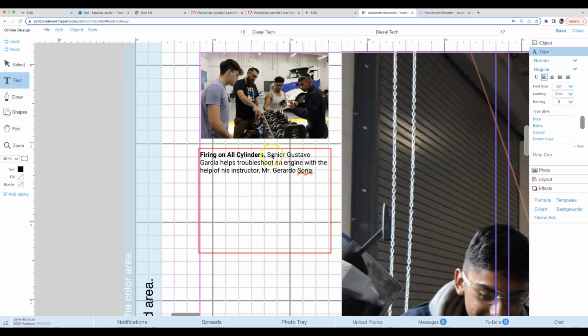Okay, so a couple of things going on here. You have to include the full title, first name and last name, right? And then the verb, which shows the action, has to be in present tense. Now, the verb in this case being helps, all right, helps, present tense. You do not use ing verbs. Do not write helping, even though it's present tense. It's incorrect voice for these captions, all right? So, Senior Gustavo Garcia helps troubleshoot an engine with the help of his instructor, Mr. Gerardo Soria. I don't like this word help because it's repeated, so I'm just going to change this to assistance.